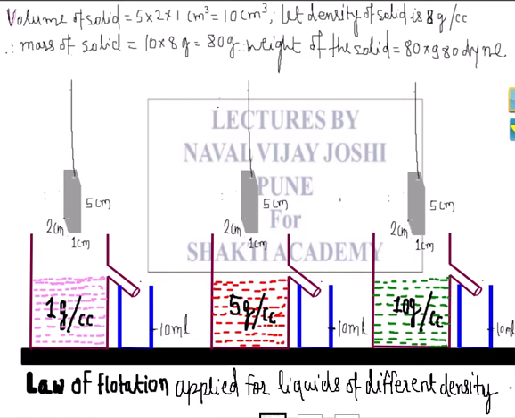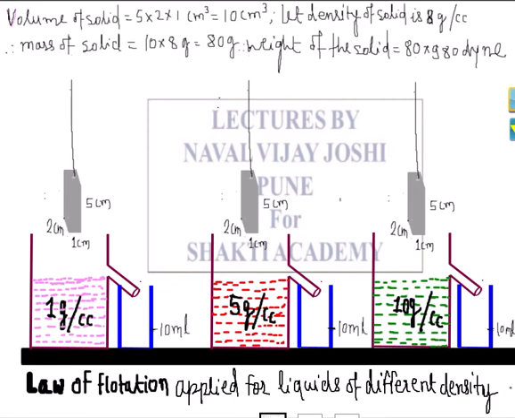Mass of the solid: we have calculated the mass of the solid by using the formula mass is equal to volume multiplied by density, and we obtained the mass of the solid as 80 gram. So weight of the solid: you know that in order to find out the weight of the solid we must multiply by a factor, that is 980 for CGS units and it is 9.8 for MKS units. So I have calculated the weight of the solid in front of you, 80 into 980 dyne. This is the weight of the solid.